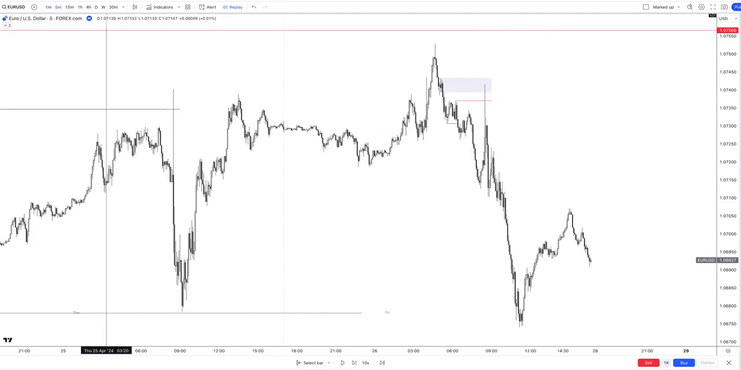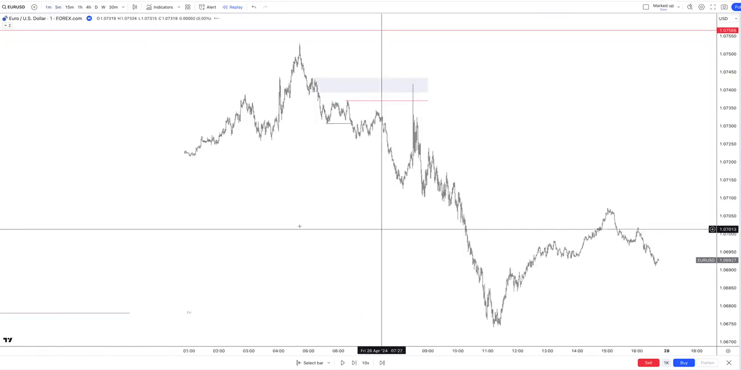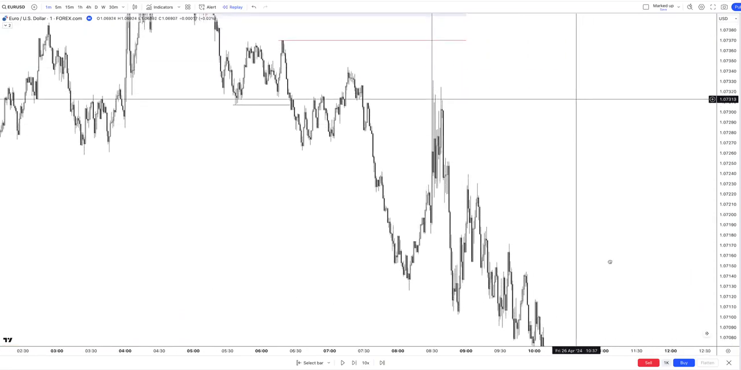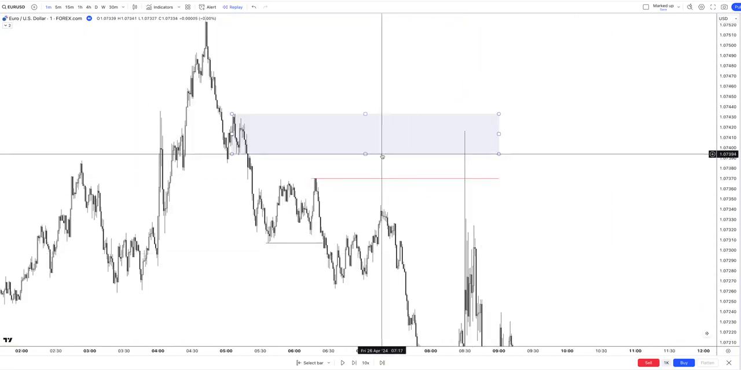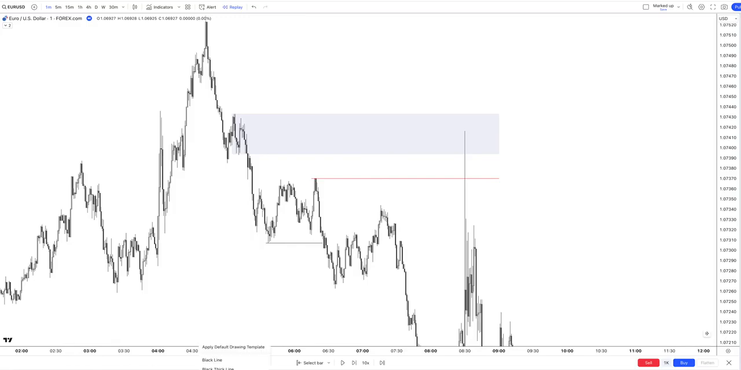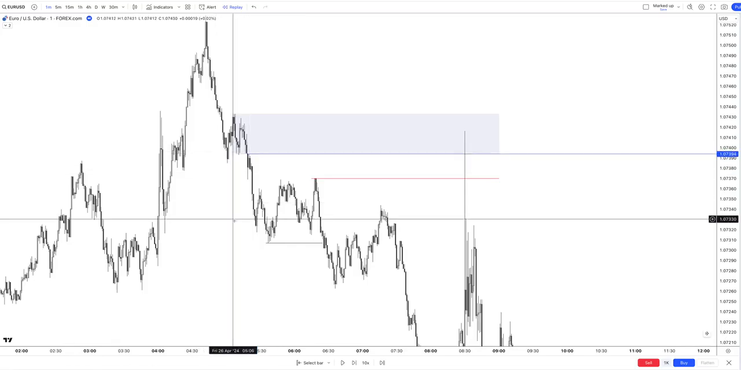So how can we be involved in this? Let's check the 1 minute real quick and see if there was an imbalance of some sort that we could have taken an entry off of. Wow, this would have been an entry right here.